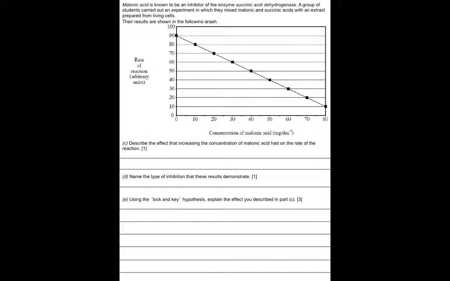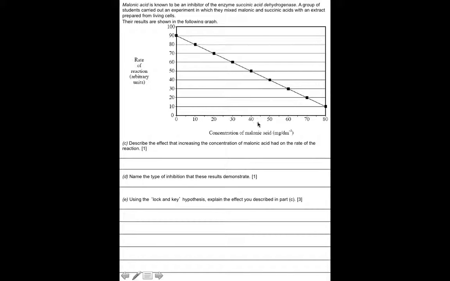Malonic acid is an inhibitor of the enzyme succinic acid dehydrogenase. They carried out experiments to mix malonic and succinic acids with an extract prepared from living cells. So the extract from living cells contained the enzyme. We're measuring the rate of reaction here, and this is the concentration of malonic acid. This is the concentration of the inhibitor. So just have a look at what we see.